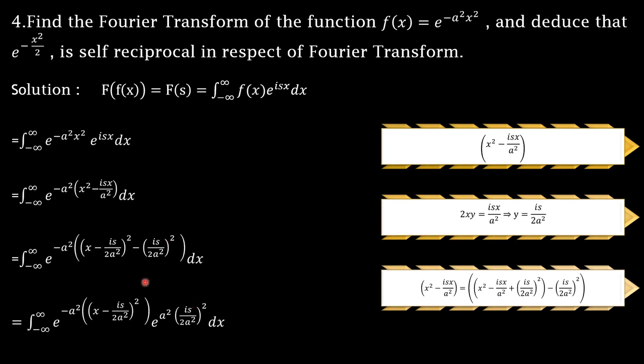Just splitting the terms over here so that the integrand is of the form e to the power minus a square into (x minus is by 2a square) whole square, into e to the power a square into minus, into minus, it is plus over here. So it is e to the power a square into (is by 2a square) whole square.